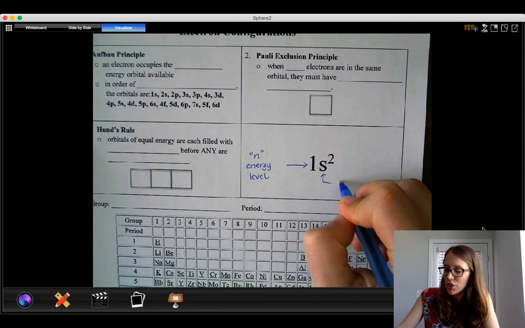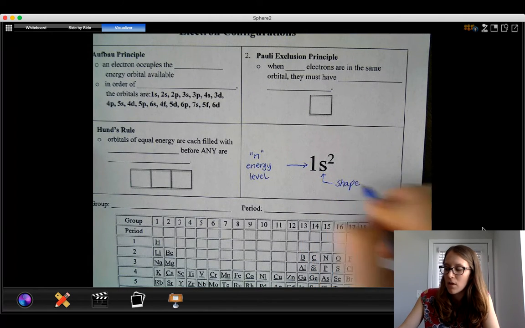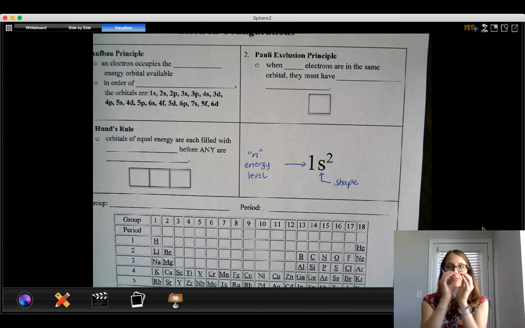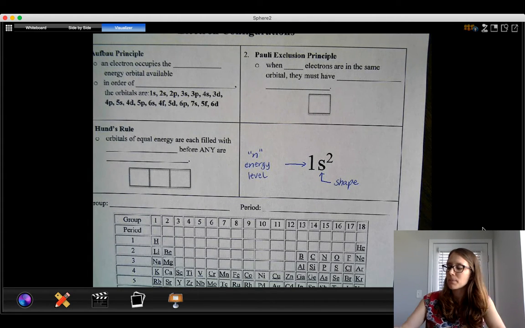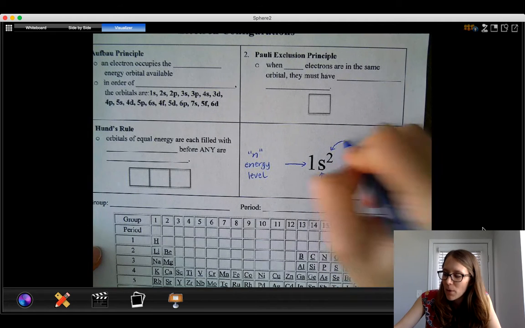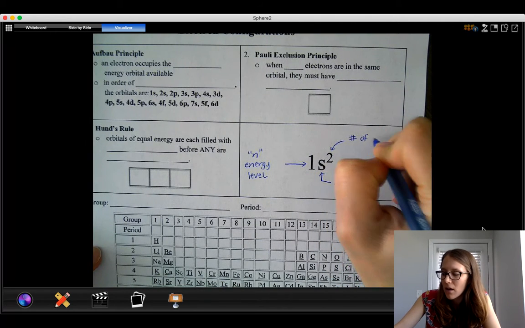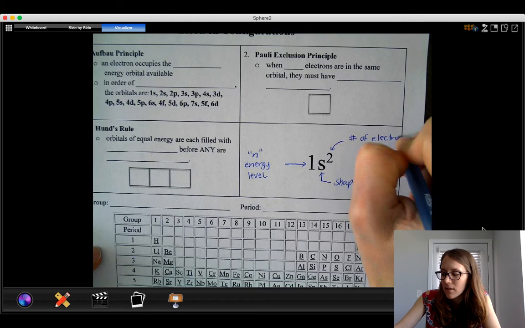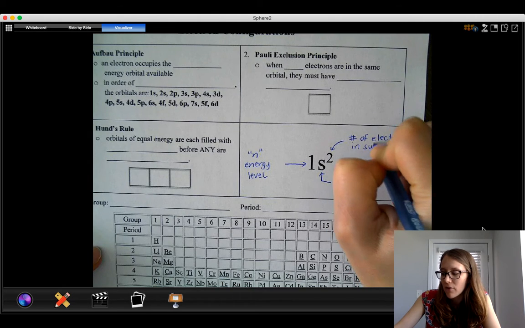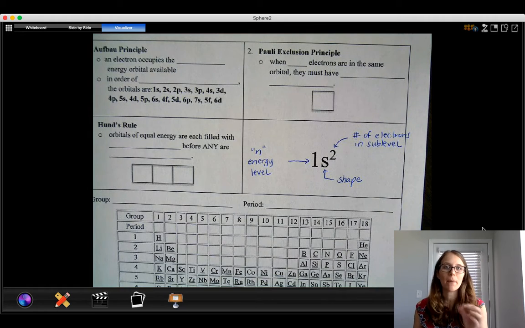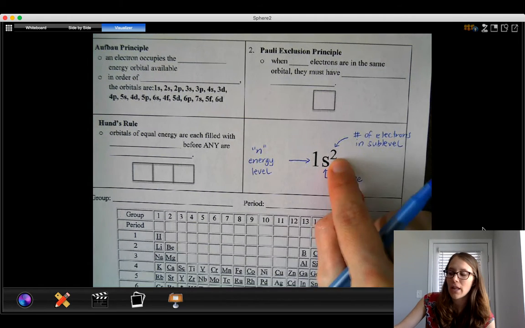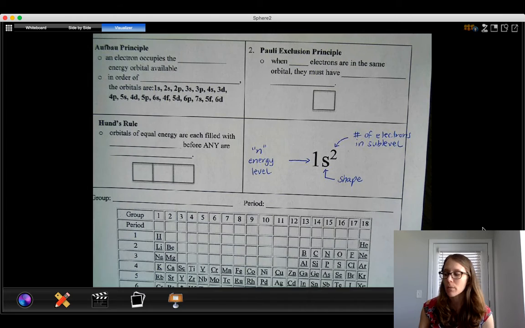S tells us the shape. So are the electrons moving in an S shape, which is spherical, or the P shape, which is the dumbbell shape? And then the exponent is the number of electrons in the sublevel. And in that sublevel just means in that type of shape. So in this case, there are 2 electrons in that spherical shaped orbital.